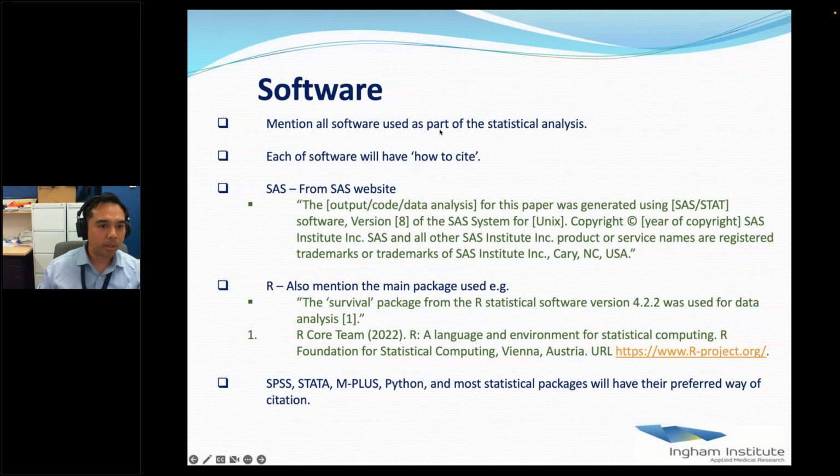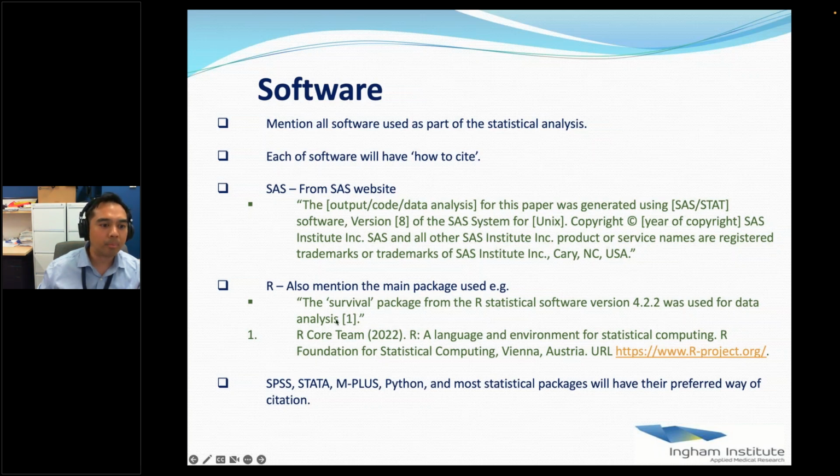Software: mention all software that you used in the statistical analysis. If you've used multiple software, that's fine, just mention all of them. Each of them will have a recommendation on how to cite them. In SAS, they want you to put it in the text, and I literally copy and paste this from the website and just change the versions and whatnot in the different places.